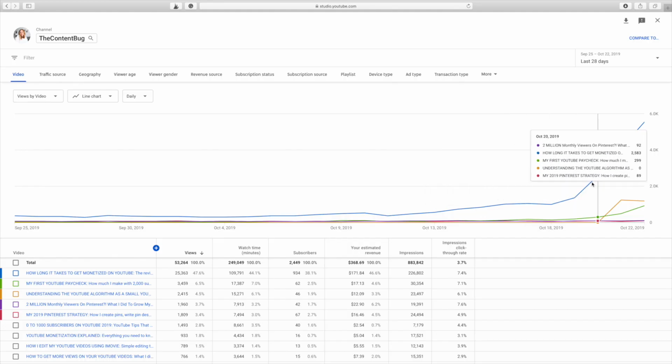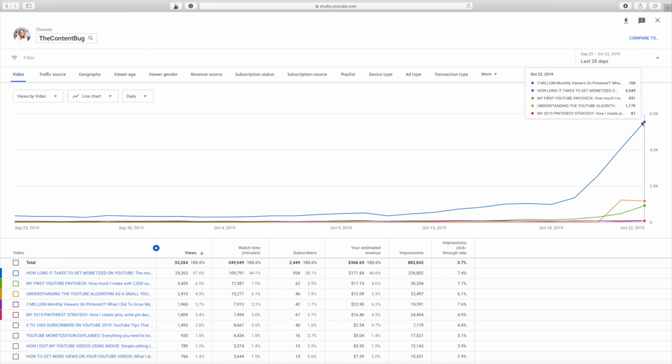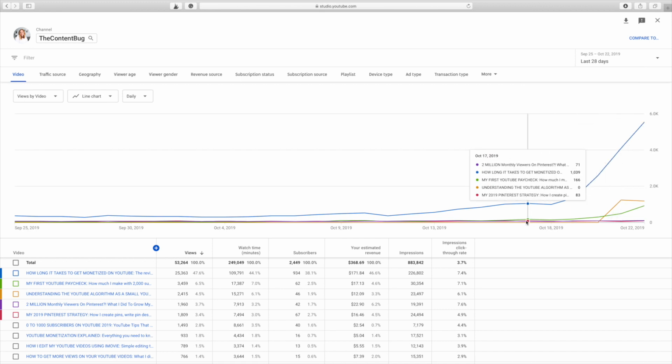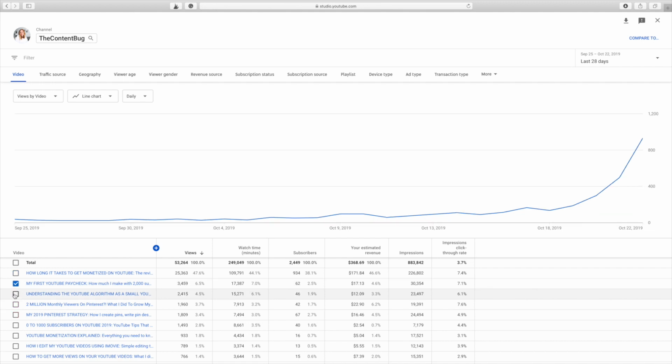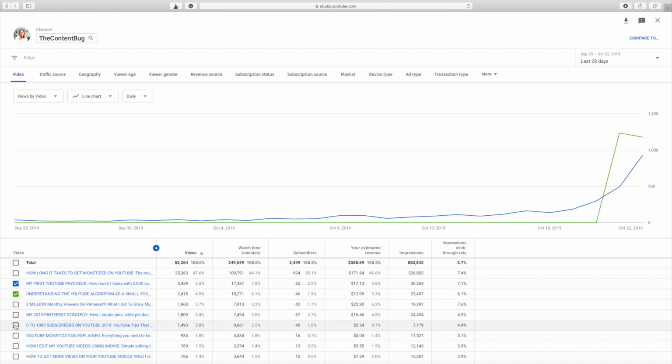This blue line right here, and you can see this huge spike, that's because of my YouTube video talking about how I became monetized on YouTube. But what I want to specifically take a look at, because this one adds a very, very dramatic kind of slope to the analytics, is my first YouTube paycheck, understanding the algorithm, as well as 0 to 1,000 subscribers here on YouTube.